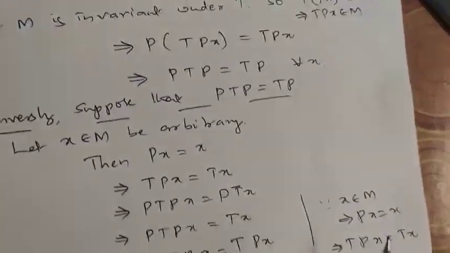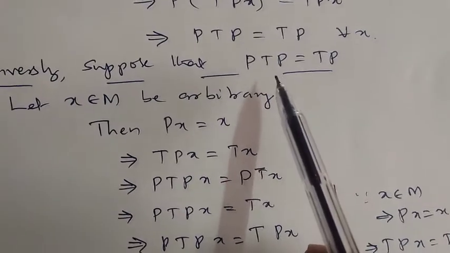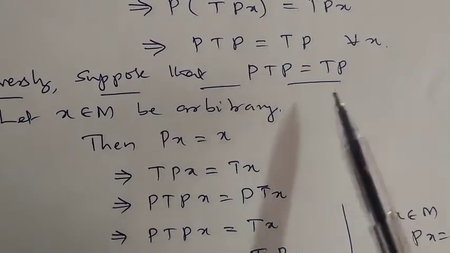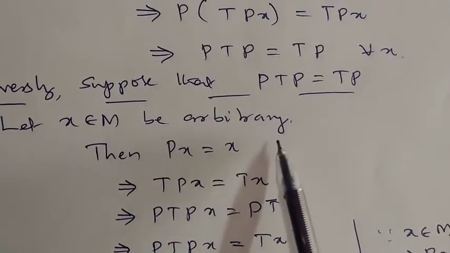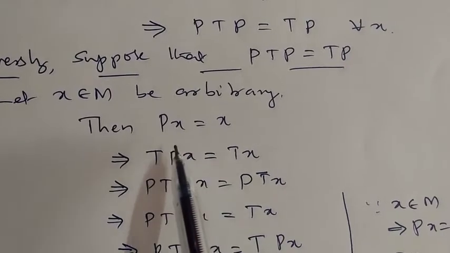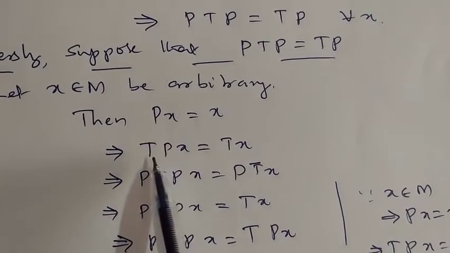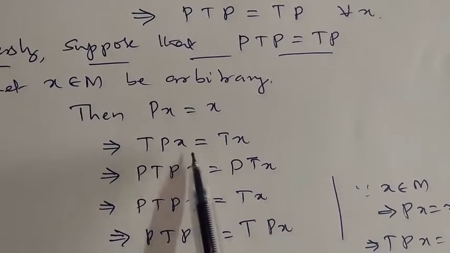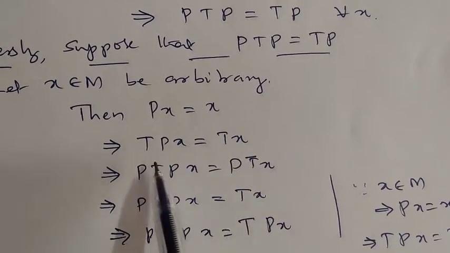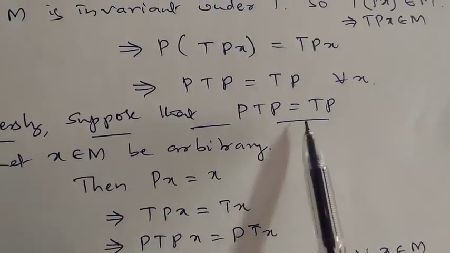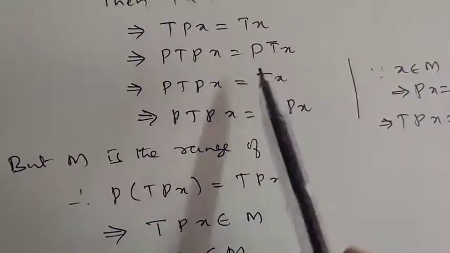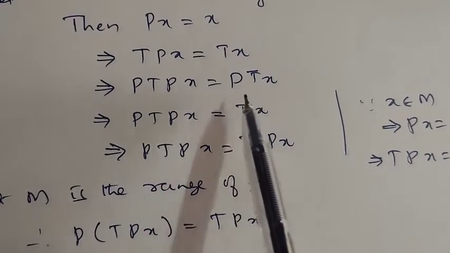Conversely, suppose that PTP is equal to TP. Let x belong to M be arbitrary. Then by definition again P of x is equal to x because M is the range of P. This implies, you apply T, T of P of x is equal to T of x. TP can be written, as we have just proved, as PTP. PTP of x is equal to PT of x.